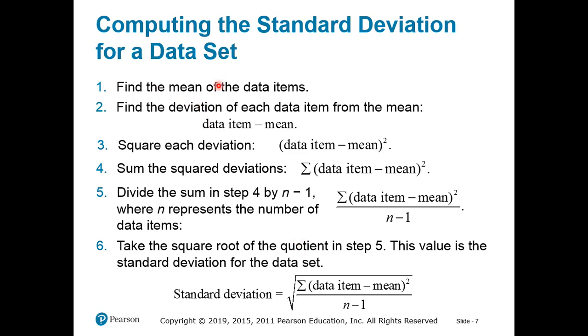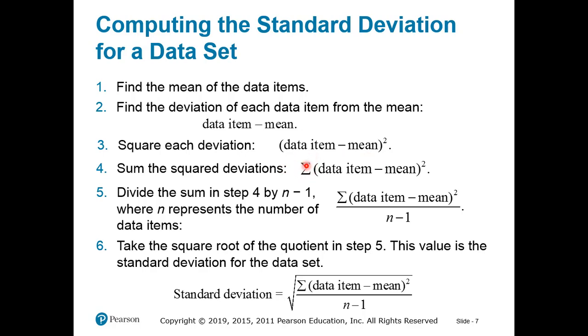Okay? So steps 1 and 2 we just did. And then step 3 is we're going to square the deviations. So we're going to take each one of those deviations that we calculated in step 2 and we're going to square them. Then in step 4, we're going to take all of those squared deviations and add them up. That's where the summation comes in.